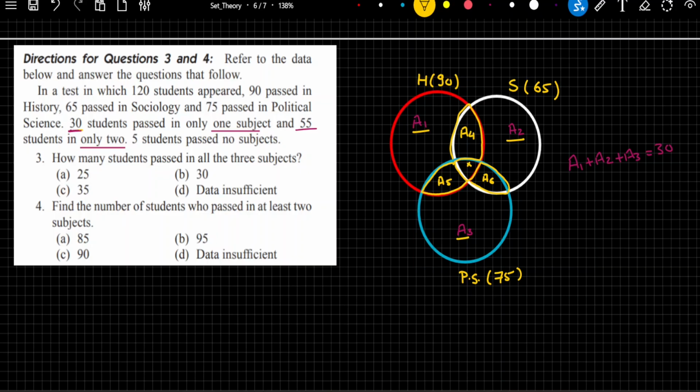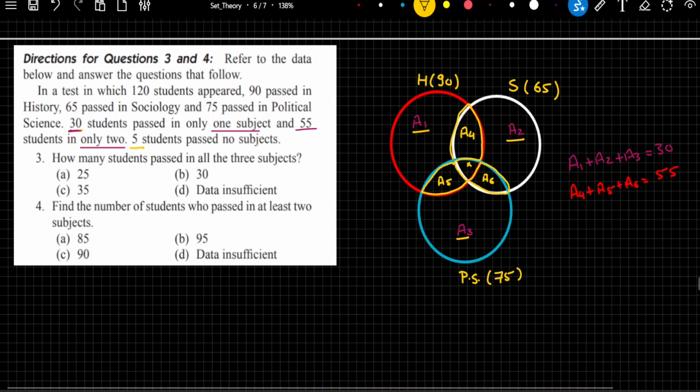So A4, A5 and A6, the sum of the 3 areas according to the question is how much? It is 55. Now let's read the first question. How many students passed in all the 3 subjects? Now before I begin, I have to consider this information as well. 5 students passed in no subject.